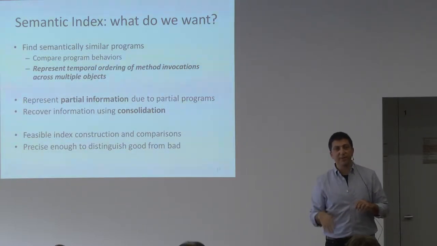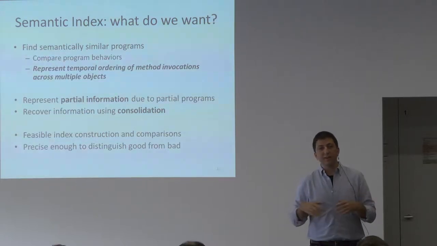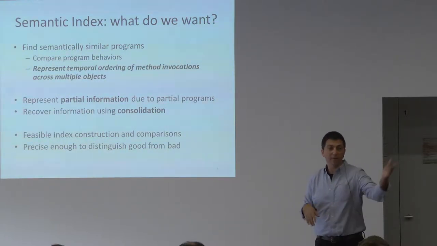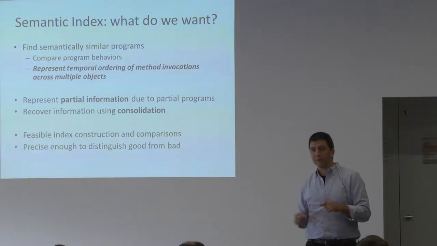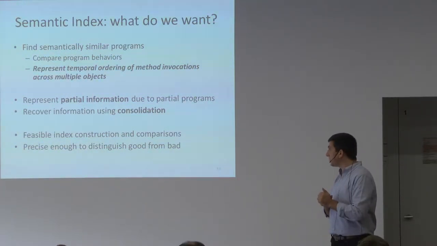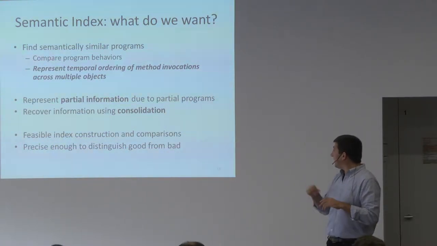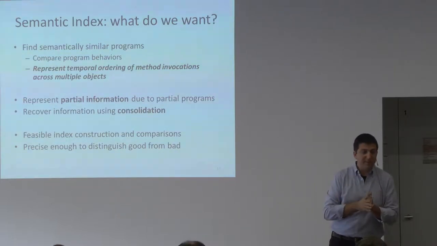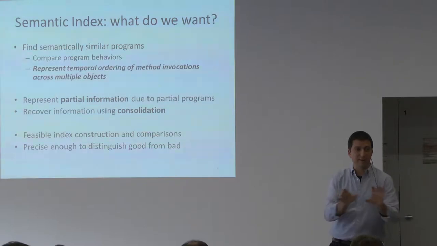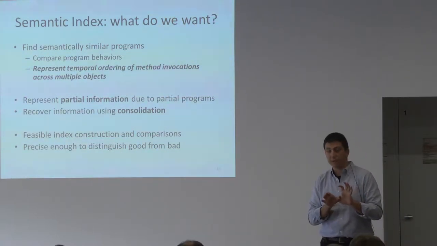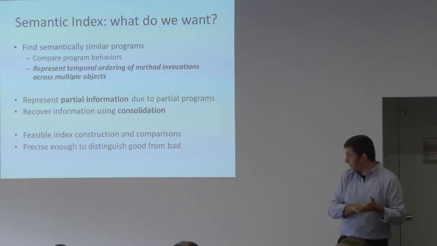So the premise of all of these things is that we go outside to the internet, we grab whatever code that we can find, and this is not going to be complete code. You're going to get one file from a project, one fragment from Stack Overflow, one file from wherever, from Victor's homepage, and somehow you need to represent this partial information. And later you will maybe succeed in consolidating this partial information. You'll get different pieces of the puzzle from different places, and maybe you'll be able to merge them. I'll show an example later. And of course, you need this stuff to be feasible, so you need feasible index construction and comparisons.